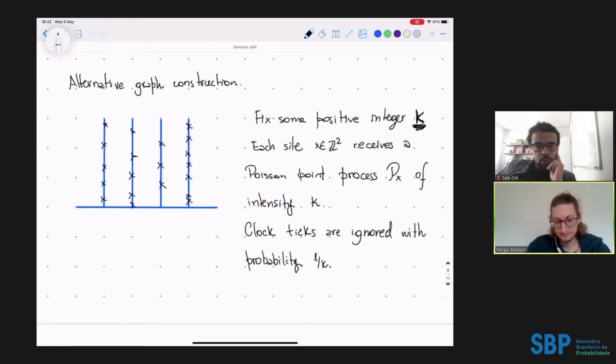and each site now will receive a Poisson point process of intensity k instead of intensity 1, which means that you have k times more clock ticks. And now clock ticks are ignored with probability 1 over k. So we have this denser collection of clocks, but whenever you reach a clock tick, you can decide whether or not you use it to evolve the process, or if it's just there, like an invisible clock tick for you. Let's put it that way.